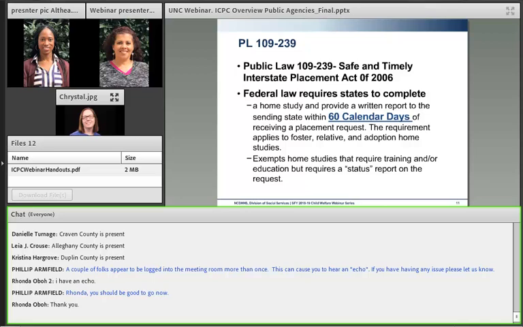One of the things to remember about the 60 days is that the 60-day time frame runs from when the home study request is received by the receiving state ICPC office, not the local agency. Each state may establish its own rules for what constitutes a completed home study, and the 60 days is the federal law time frame. So it's very important that you remember the 60 calendar days. Whenever you have a time frame that exceeds the 60 days, you are required to send what we call a status report, which outlines the barriers and provides an anticipated time for completing that home study.